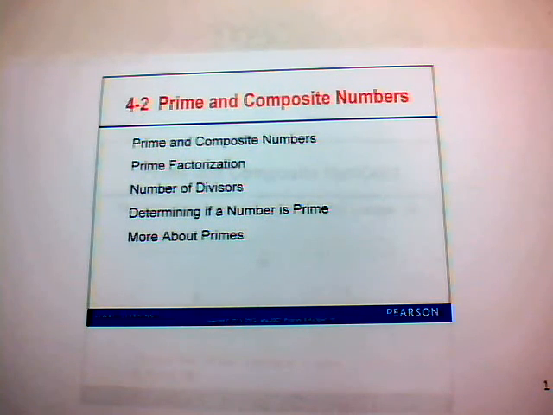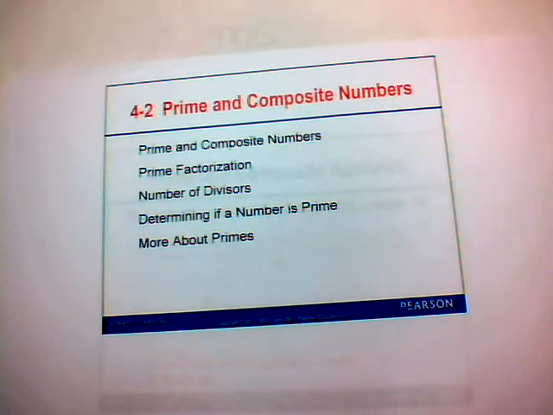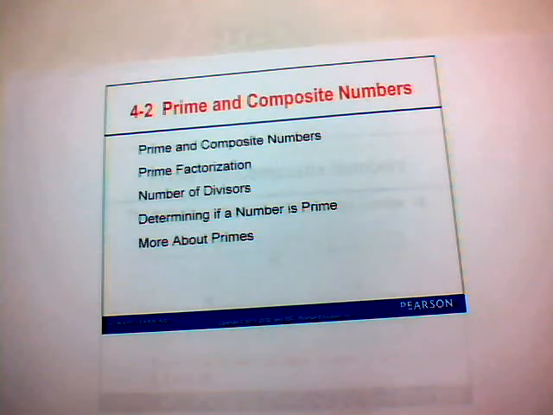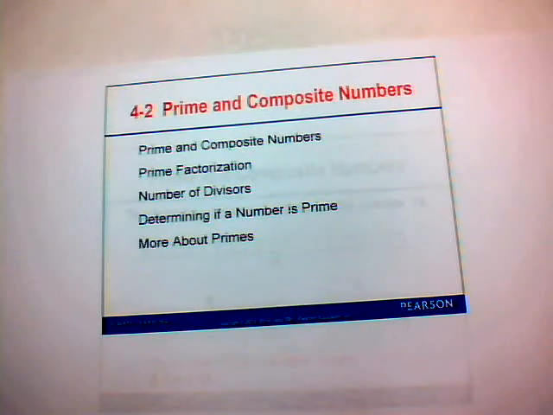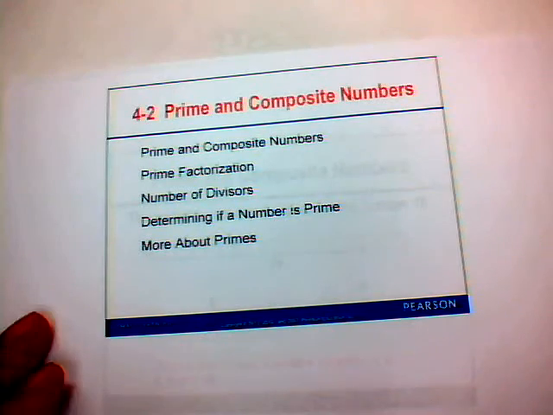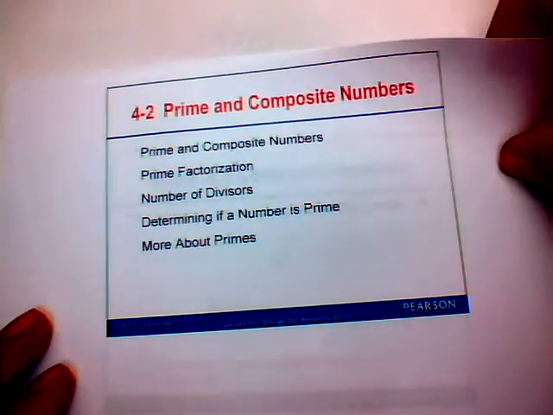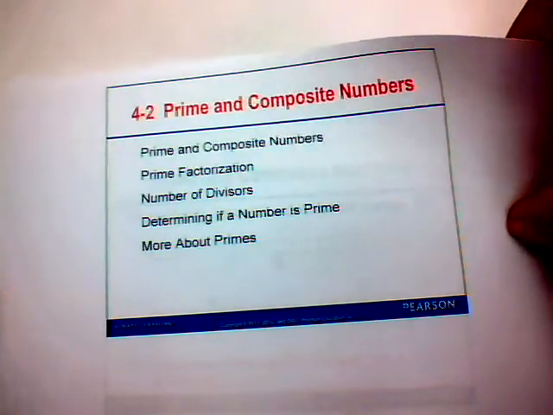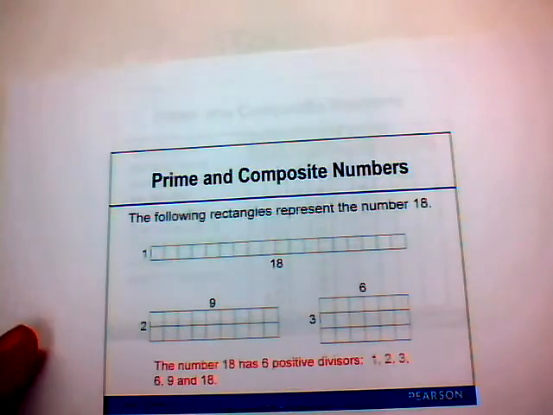Okay, in this video, we're going to be looking at prime and composite numbers. And what we'll be looking at in this video is how to identify prime and composite numbers. We're going to look at prime factorization and also number of divisors. And we'll also determine if a number is prime. And then we'll talk more about primes.